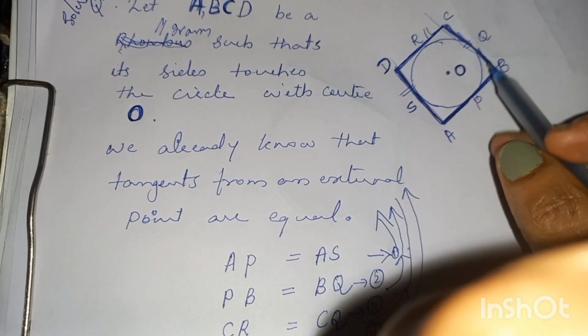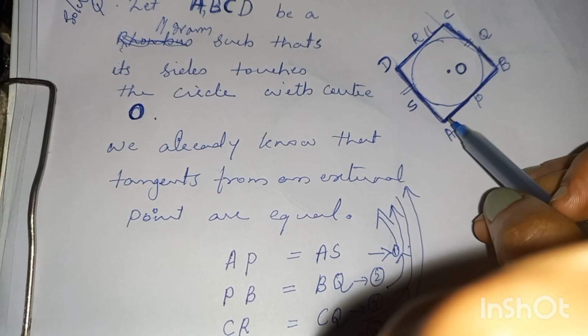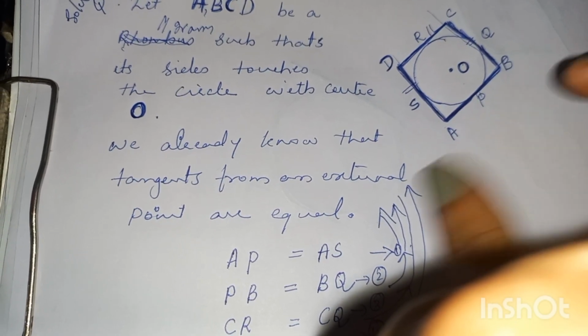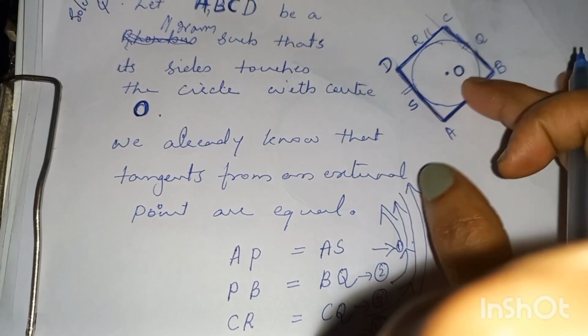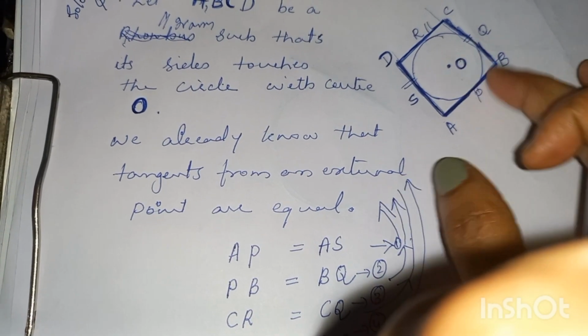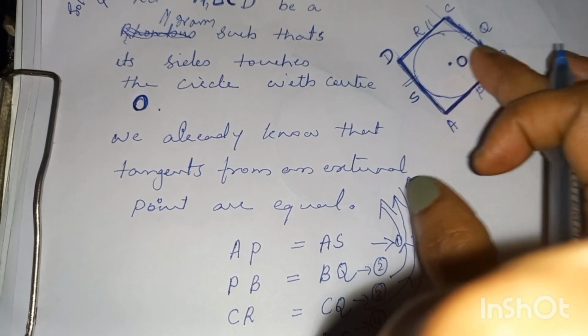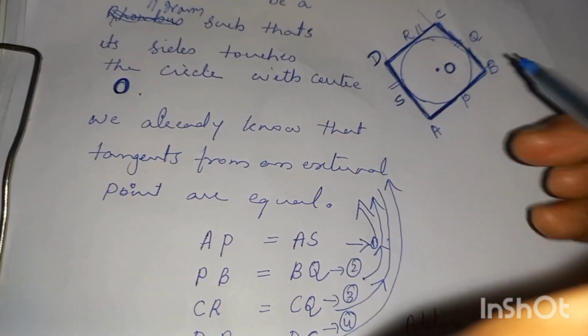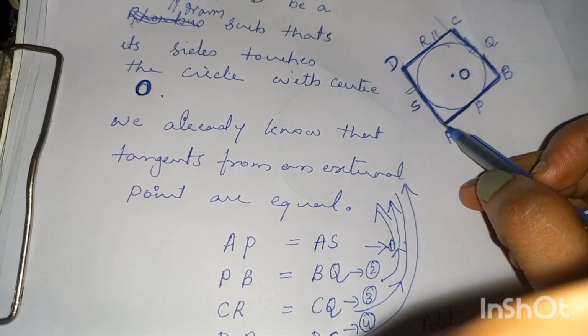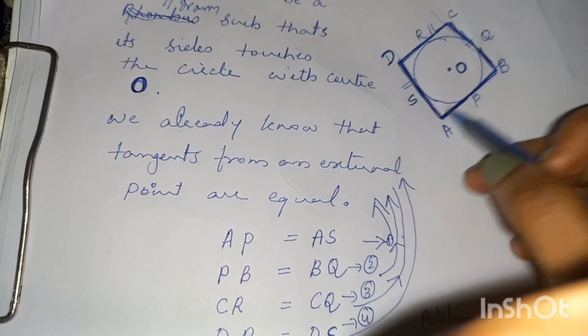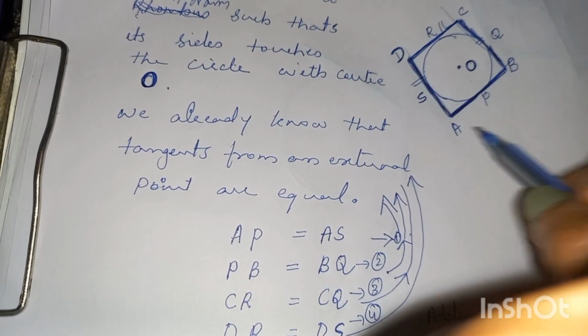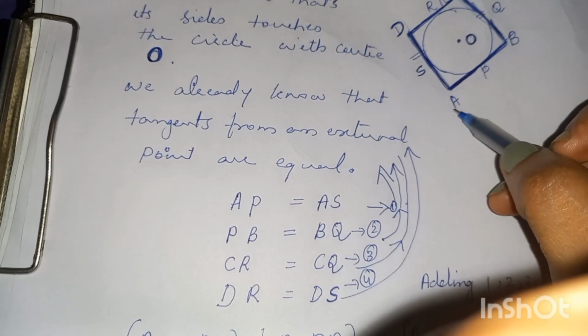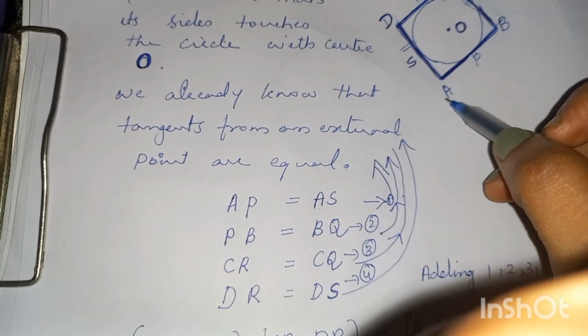So we already know that we have to show that this parallelogram is a rhombus. How will you do this? We already know that tangents from an external point are equal. What are the external points here? A, B, C, D are the external points.